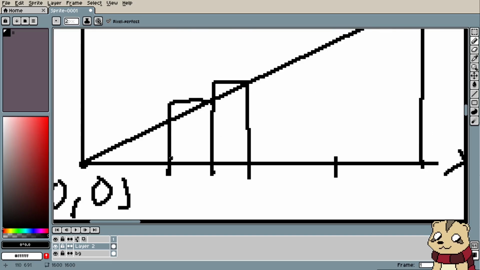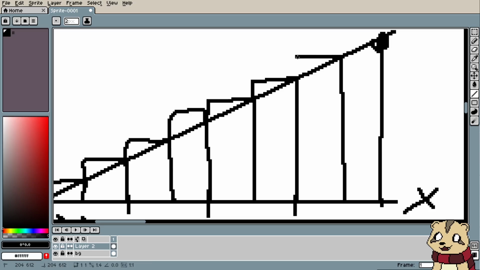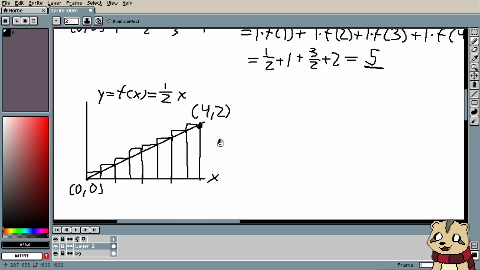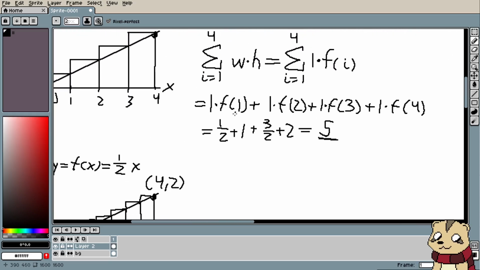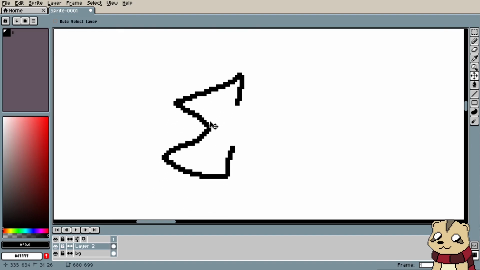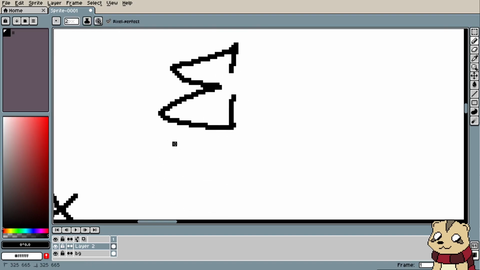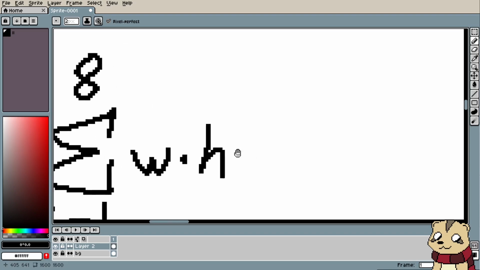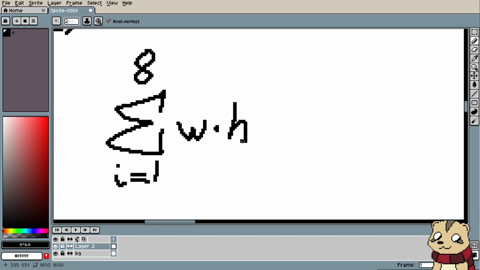This time, we're going to double the amount. And you can see there's less area here being overestimated. But we're going to see what happens to the summation now when we do this. So we're going to do another summation. And because we have 8 rectangles, we're going to go from 1 to 8. And then we're going to have our width times height. The width and the height are going to be different this time.